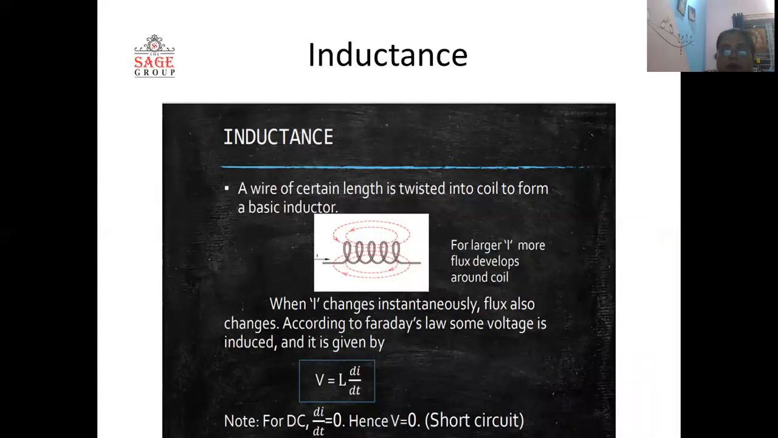Inductance, when a wire of certain length is twisted into a coil to form a basic inductor. When I, that is current, changes instantaneously, flux also changes. According to Faraday's law, some voltage is induced and it is given by V equals L dI by dt, the rate of change of current with respect to time.